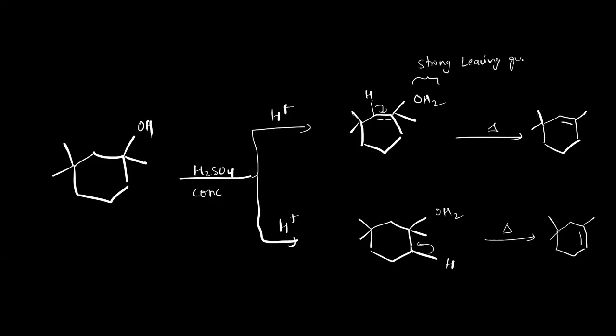When it tries to leave, a double bond will be formed here because the hydrogen also will leave. So that's how the double bond is formed here. Or the double bond can be formed here. So you will be getting two different kinds of structures. Okay, so based on that, you should be able to choose the option.